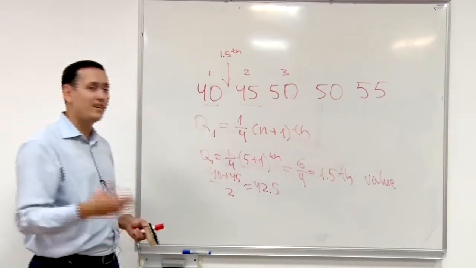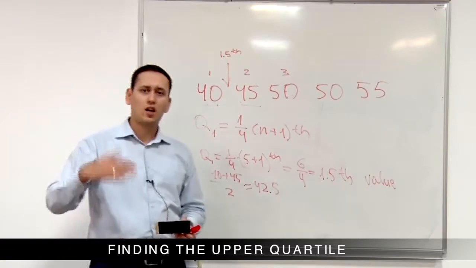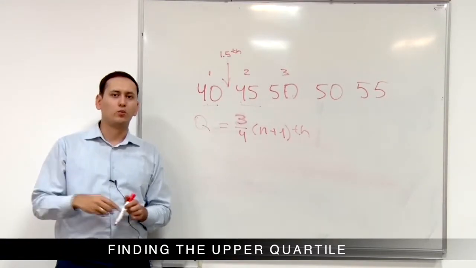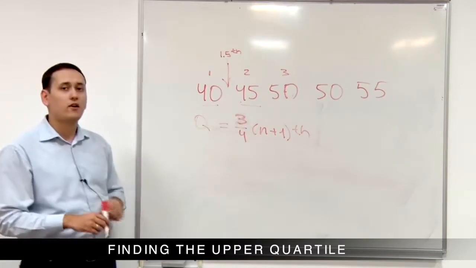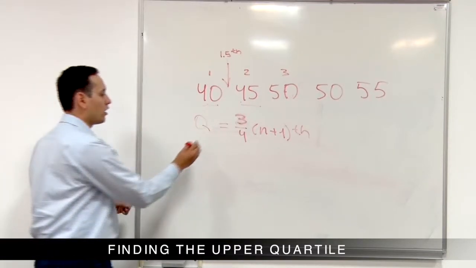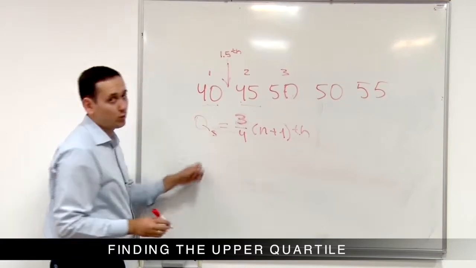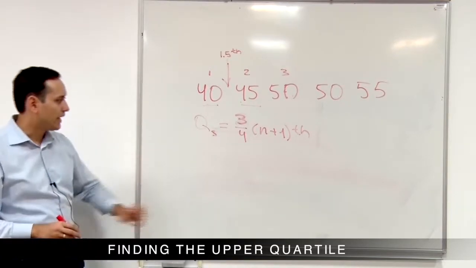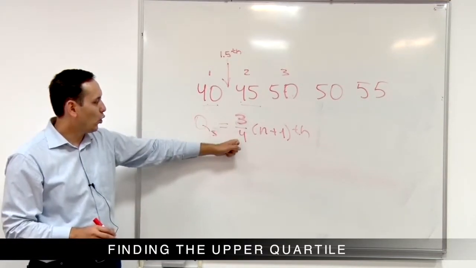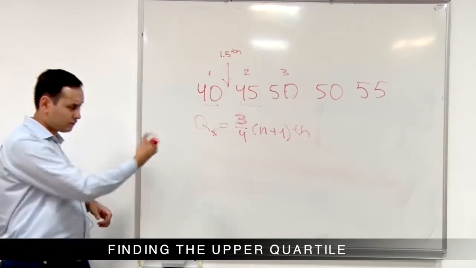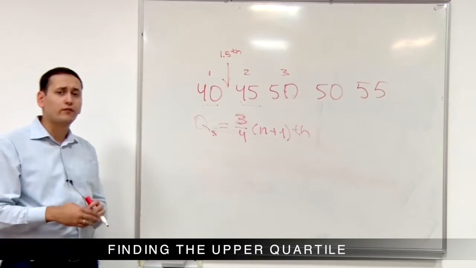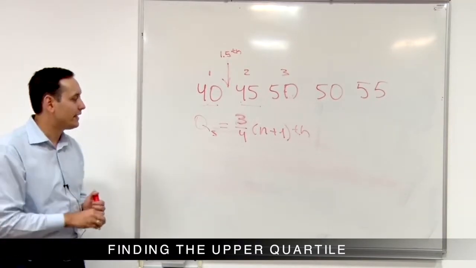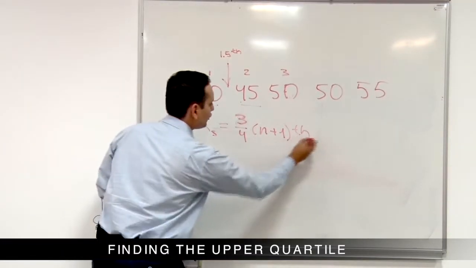Now, what we need to do is find the upper quartile. To find the upper quartile, we use this formula. Instead of 1, here we have 3. So the upper quartile, denoted with Q3, has the formula 3 over 4 times n plus 1's value. Again, here we are finding the order, not the actual value. That's why we have th here.